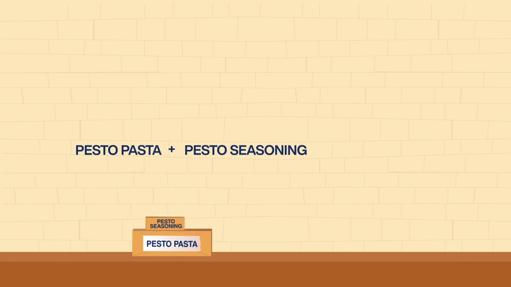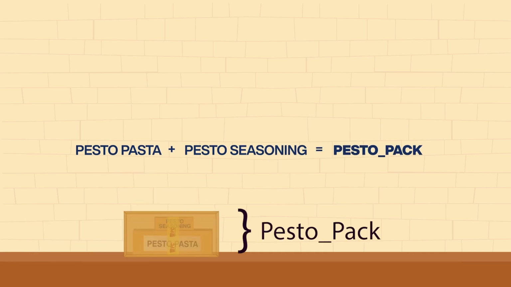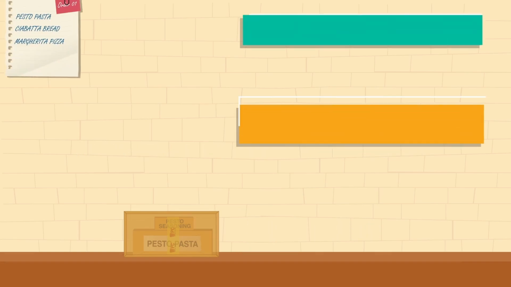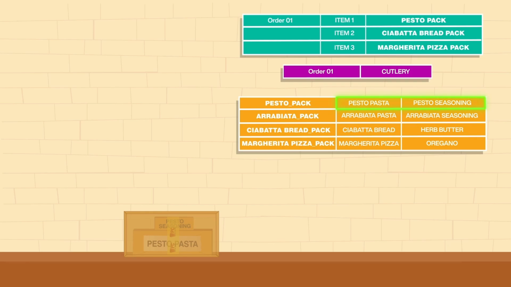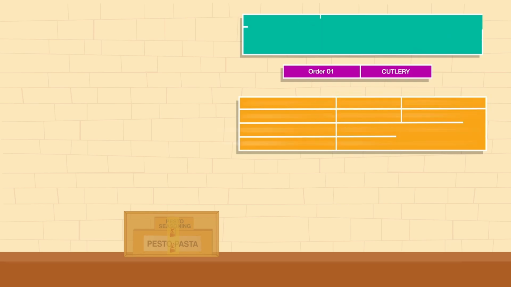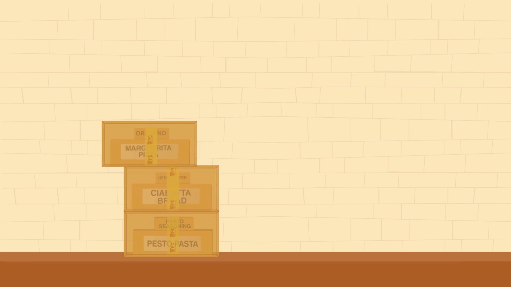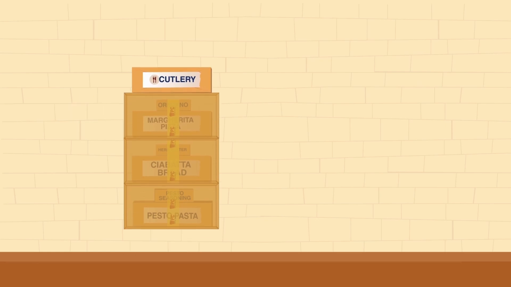Let us now use the 3NF to solve this problem. Combine the items pesto pasta and pesto seasoning and refer to this combination as pesto pack. So there is no chance of a dependency being missed out. The order is placed for pesto pasta. The order is entered as pesto pack. The packaging counter refers to the pesto pack and bundles the pesto pasta and the pesto seasoning in separate sub-boxes and tapes them together. The ciabatta bread order and margherita pizza order is also treated and packed similarly.